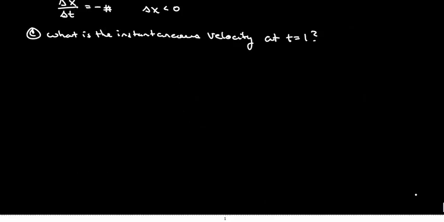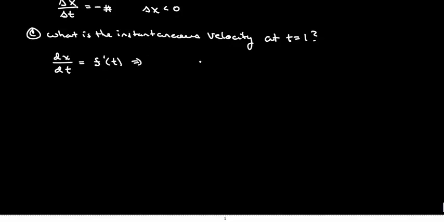In part C, we're asked, what is the instantaneous velocity at t equals 1? So what we do is we need to compute the derivative. So we need to find what is the change in x with respect to time, which is the same thing as what is f prime of, not of x, of t. I get so used to writing that.